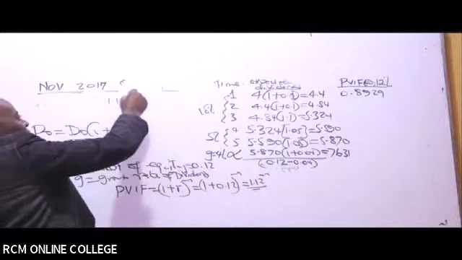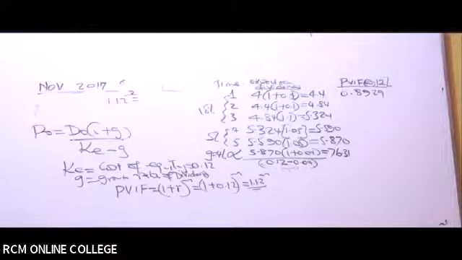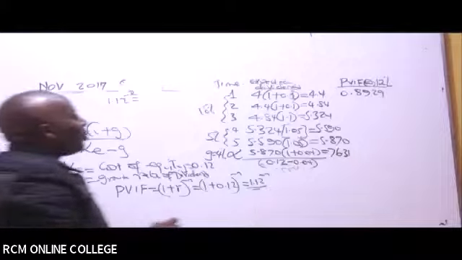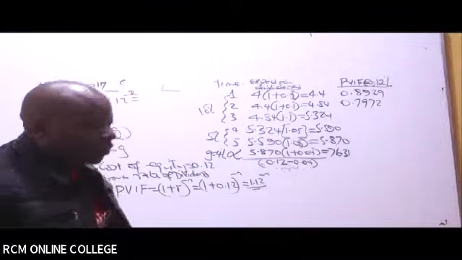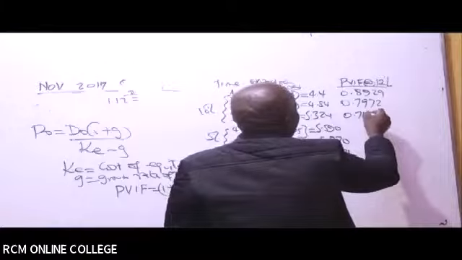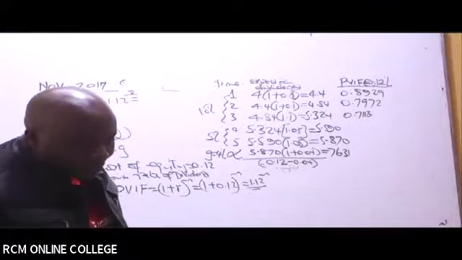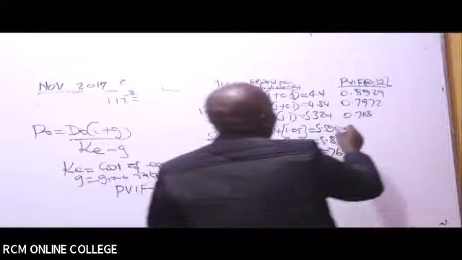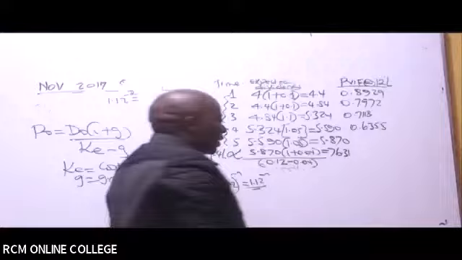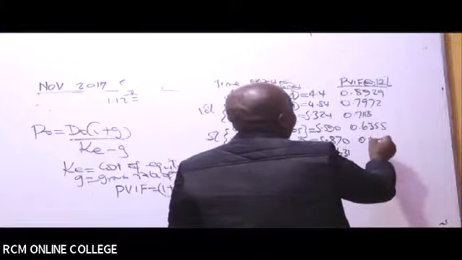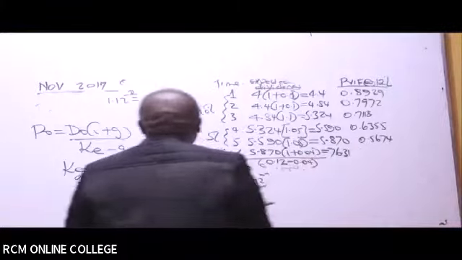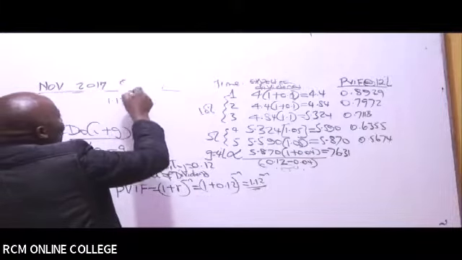Then go to the second year, raise it to -2. Thanks, Daniel. How I wish I would be getting these answers from every student. Somebody has actually given them all to me. 0.7972. Then I have 0.7118. And then we have, ladies and gentlemen, 0.6355. And then lastly for year 5, 0.5674. And then remember, for the last one, you can't say 1.12 raised to negative infinity.